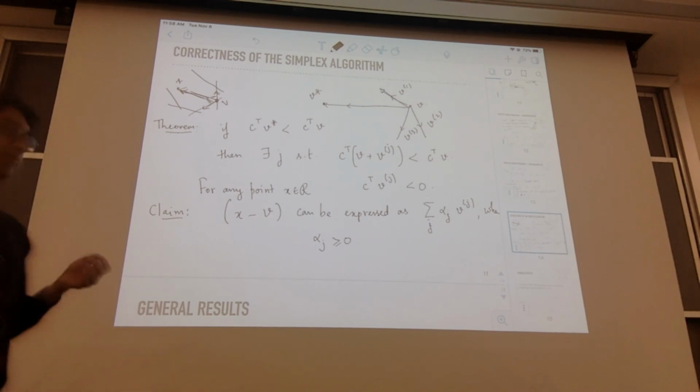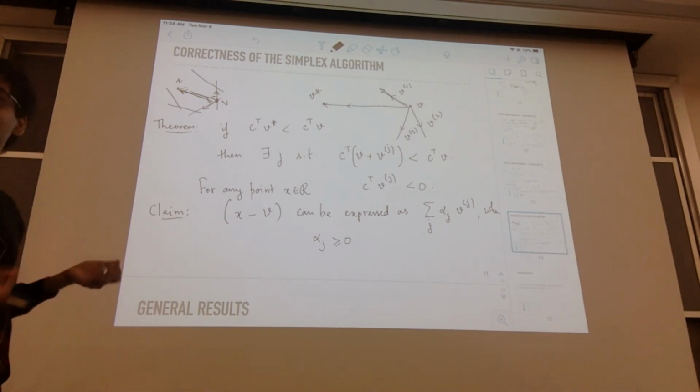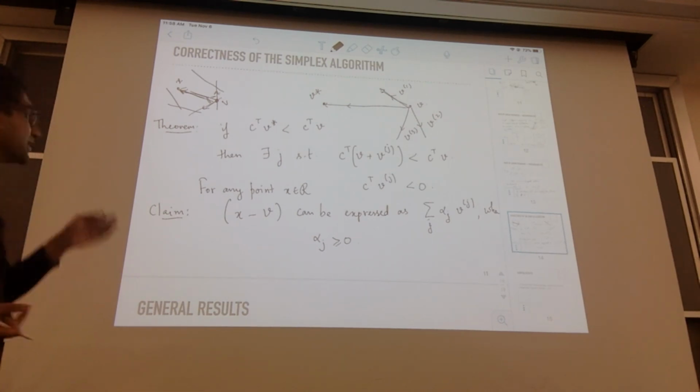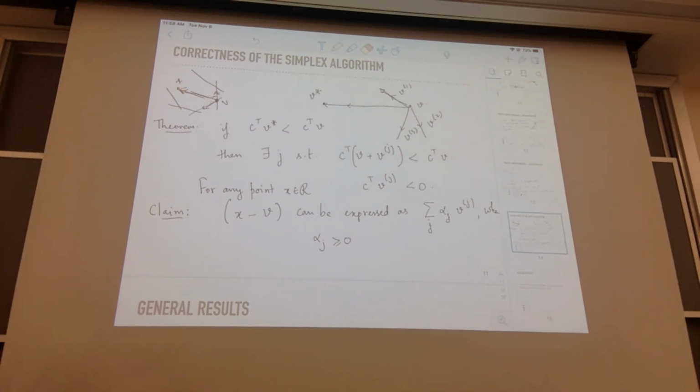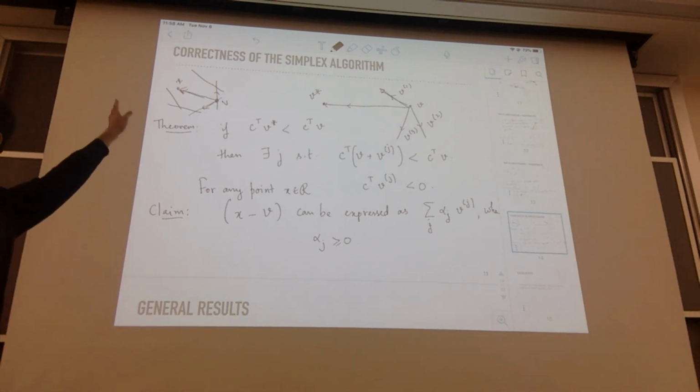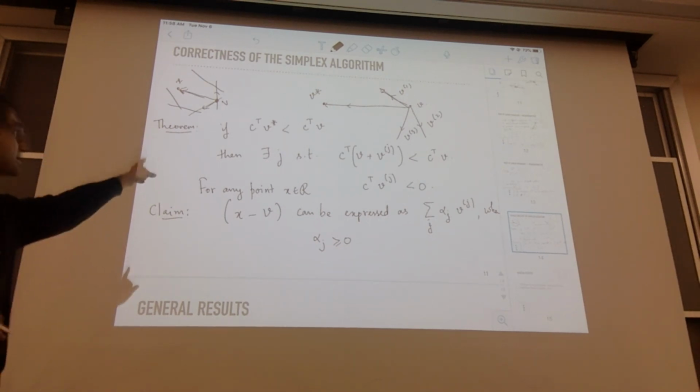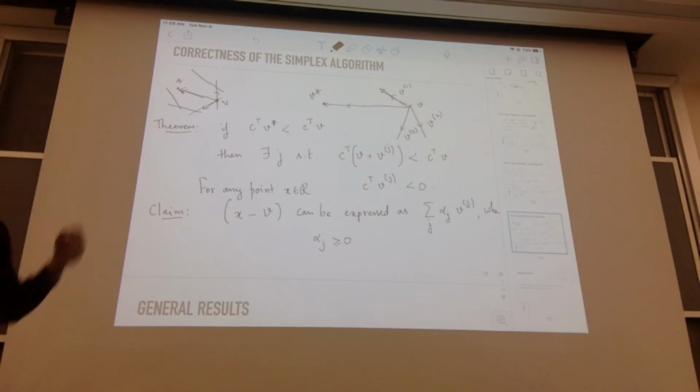Actually, it's not an acute angle with both, but you can still write it as a non-negative combination, because this angle need not be acute, right? But the point is that you can write it as a positive combination of these. So this is what I want to claim.